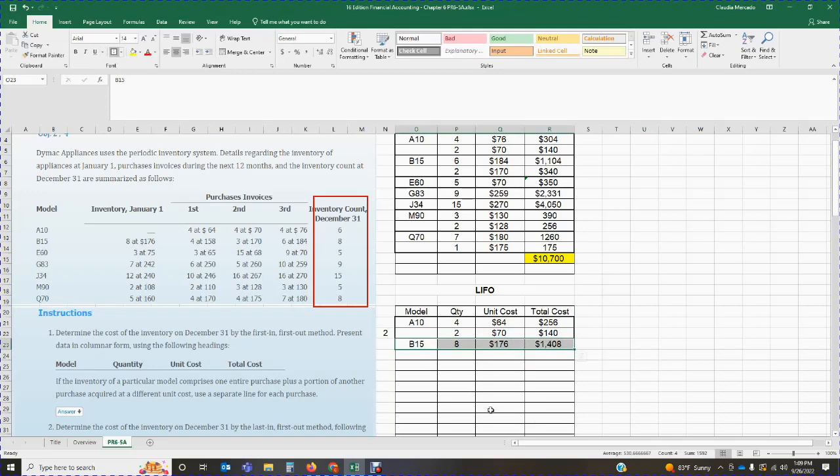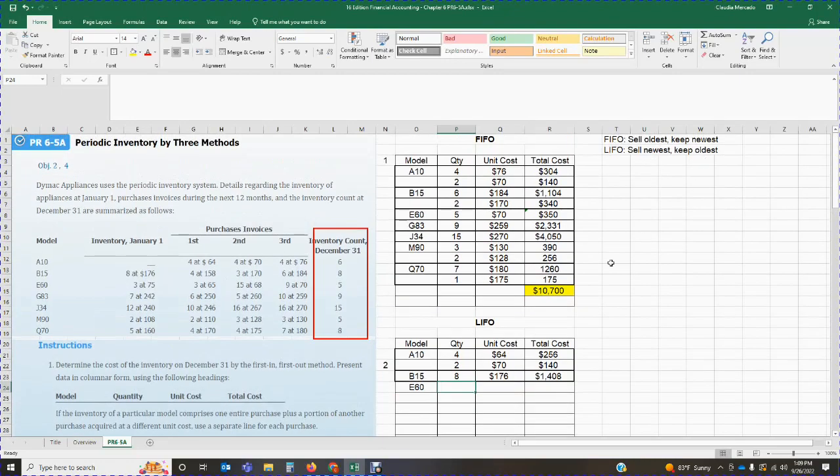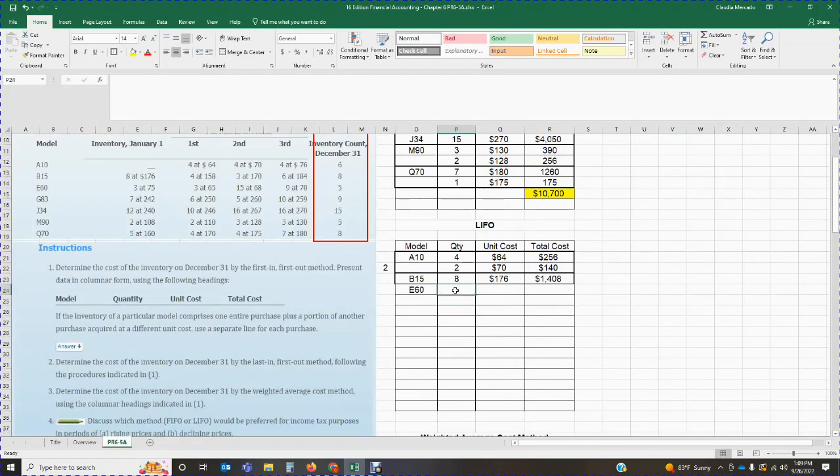So we have 8 units remaining. Which units do we have? We have the oldest. Which are my oldest? Those 8 units at 176. E60, we have 5 units of E60. And remember, according to this, we sell the newest and we keep the oldest. So we have 5 units and I'm keeping my oldest. I'm going to start off with my 3 units at $75.